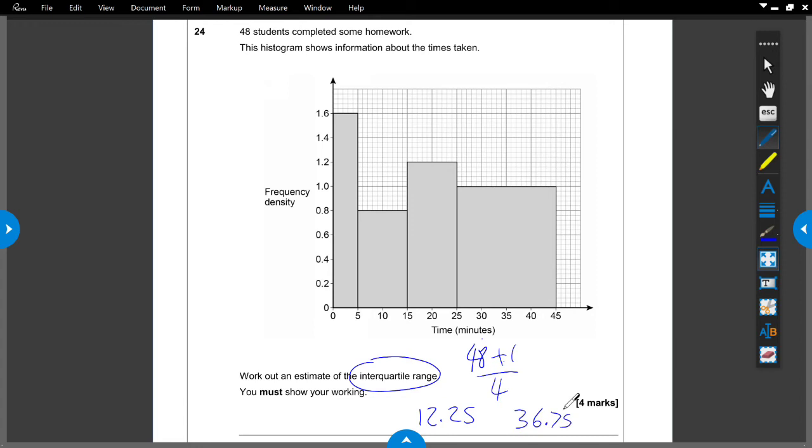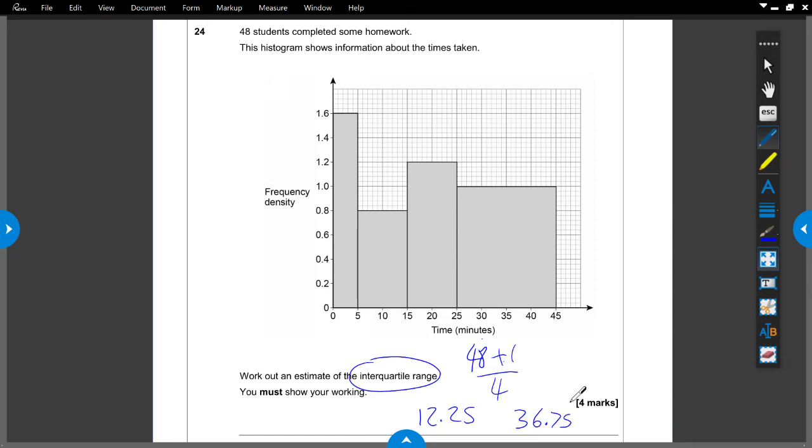Now these represent the data points in which it lies. So if I was to put all these 48 in order, it's going to be the 12.25th value. So in between the 12th and the 13th value, but a quarter way in between them. And then the 36.75th value.